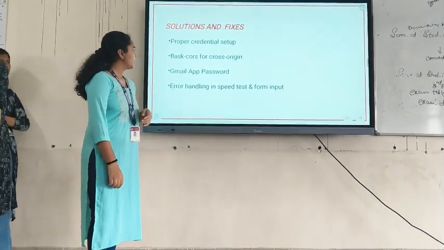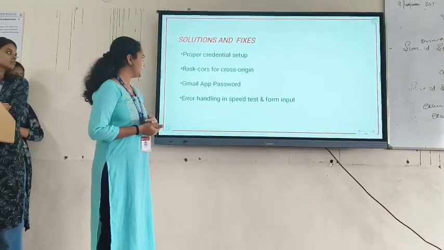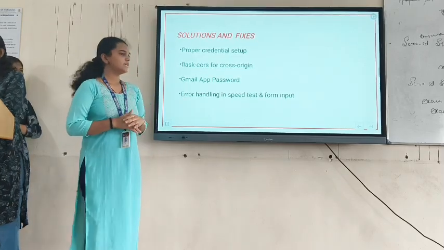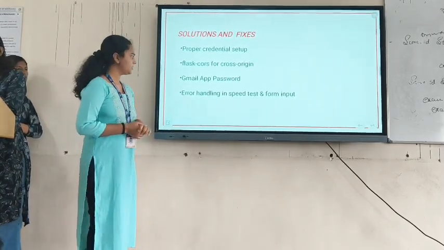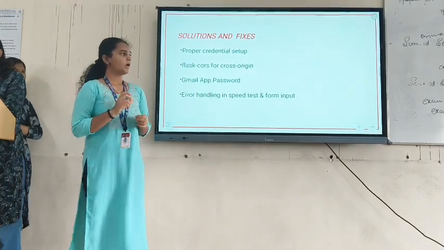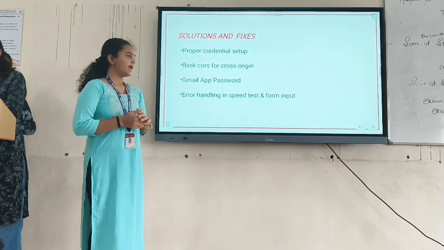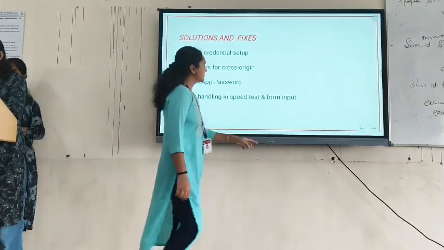Gmail app password. For sending a mail through SMTP, we have used a Gmail app password by creating an app password in the Gmail account. And error handling in speed test and form input, like when the input form is not fully filled, a half-filled form will be rejected itself and throws the error to fill all the mandatory fields.